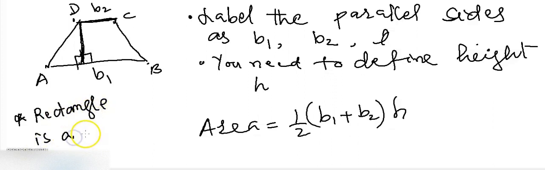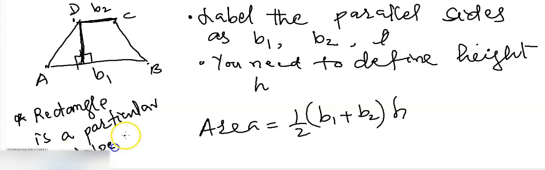Note that the rectangle is a particular case of trapezium. Rectangle is a particular type of trapezium. I hope that makes sense, because opposite sides of the rectangle are parallel. At least two of the opposite sides are parallel. Even though both pairs of opposite sides are parallel, we require only two to be a trapezium.